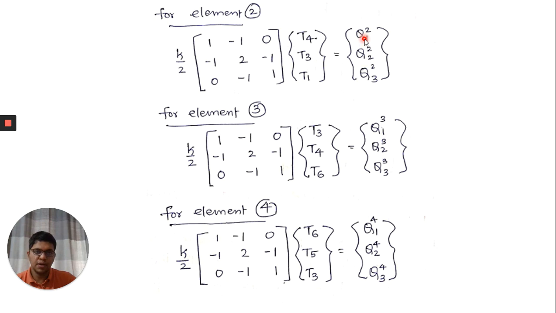the normal heat flux from each node is actually the step for Q21. So 2 represent the element, 1 represent the local node 1. Then Q22, second element, second local node. Then Q23, second element and third local node. So you can write for element 2. So similarly, you are able to write for element 3 and element 4.